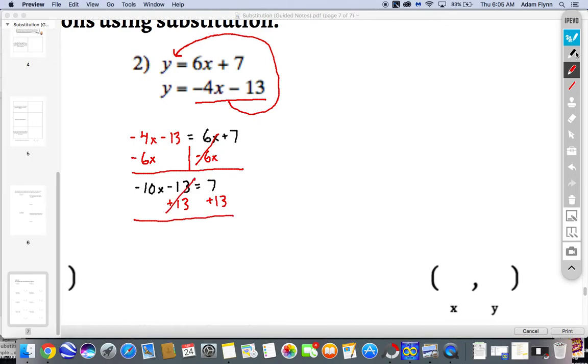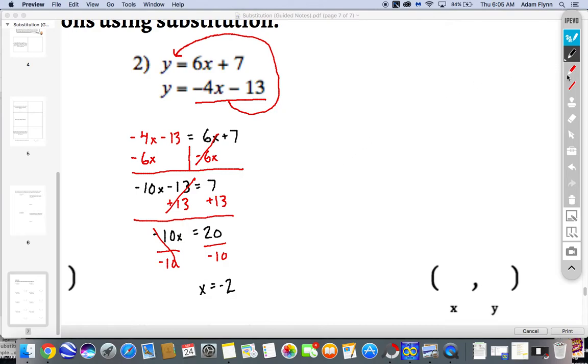13's cancel on the left. So I end up getting negative 10x equals 7 plus 13, which is 20. To get the x by itself, I can divide both sides by negative 10. Negative 10s are going to cancel. So I am left with x equals negative 2.